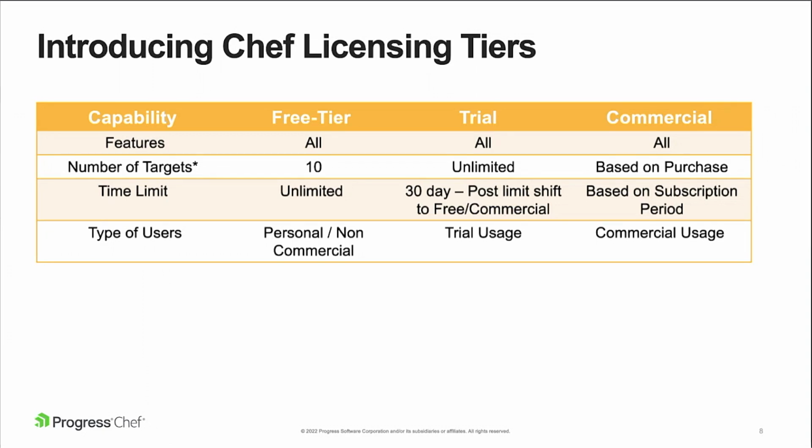And on the commercial side, they are entitled to get all the features, and they are entitled for the number of targets purchased and the subscription period they are purchased. So this is about the commercial license. The basic objective of the licensing tier is we aim to provide enhanced value and continued support to our InSpec users, enabling them to use Chef InSpec in a way that best suits their unique requirements. So this is about the licensing tier.